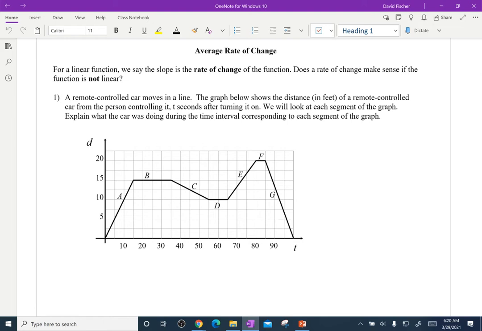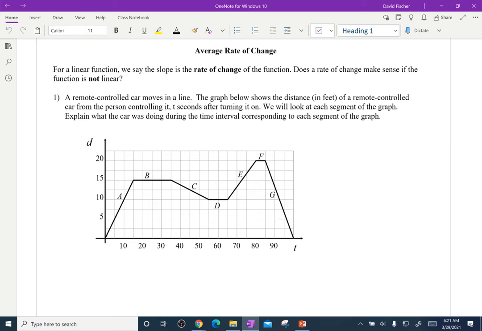So here we are, average rate of change. For a linear function, we say the slope is the rate of change of the function. So slope and average rate of change are the same thing. Does the rate of change make sense if the function is not linear? So that's what we're going to focus on today. It would be really nice if real world problems were all nice straight lines, but you're going to see on our second and third problem that they're not a straight line.